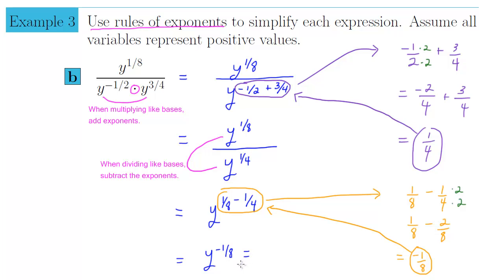One final simplification, we never leave negative exponents in our result, so we have to flip to get rid of the negative exponent and make this 1 over y to the 1/8. So that'll be our final result. There's no need to change this into a 1/8 root, because this base is a variable. We won't be able to calculate the 1/8 root of y anyway. So this is really the best we can do.